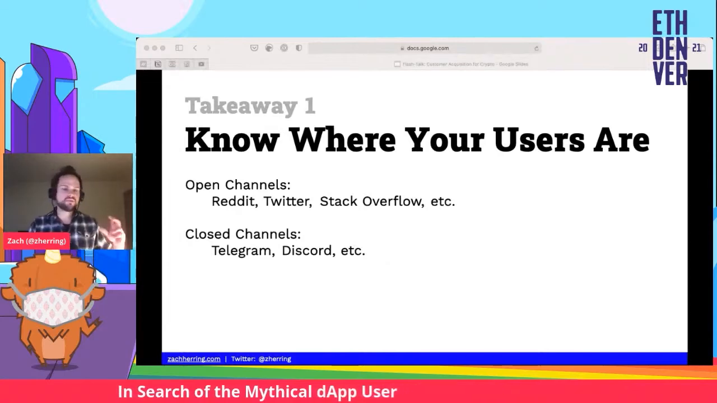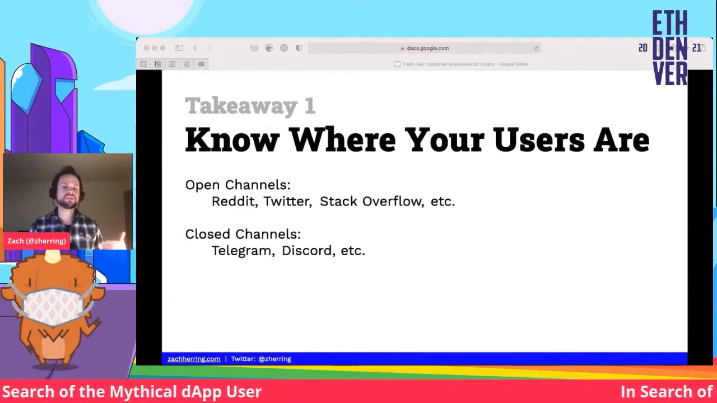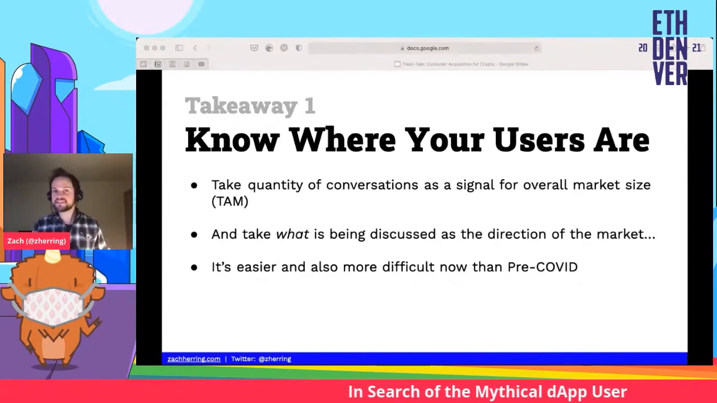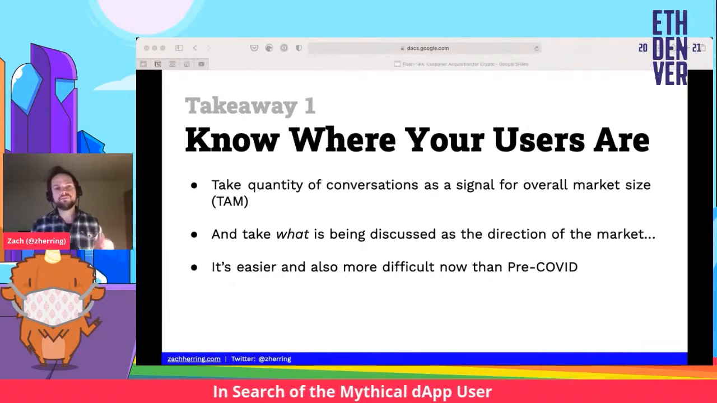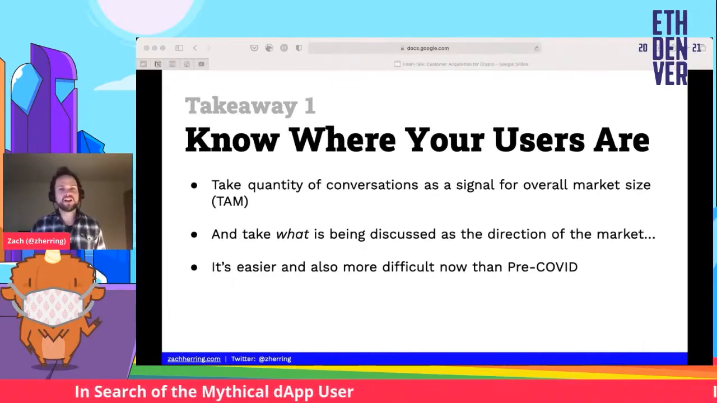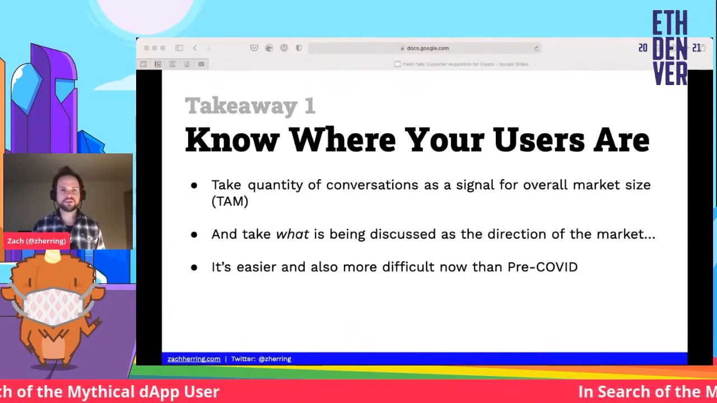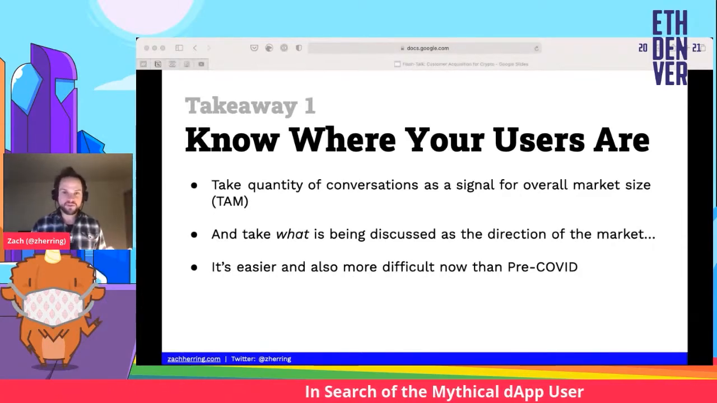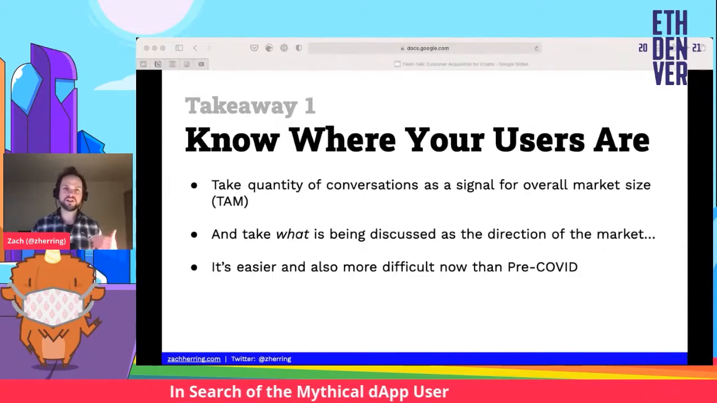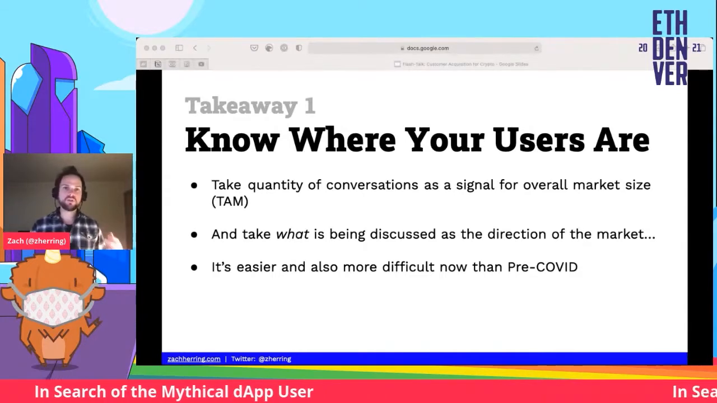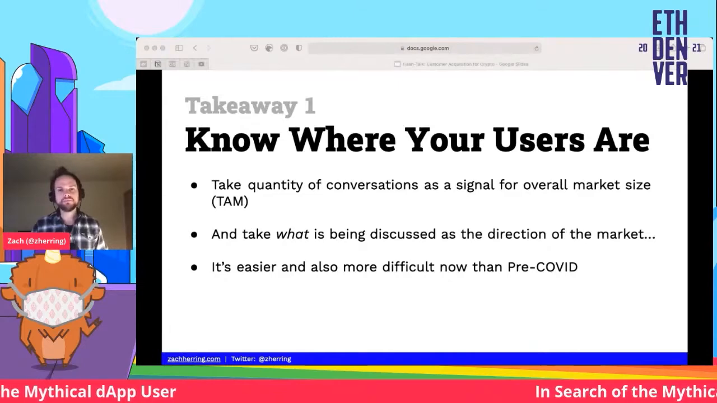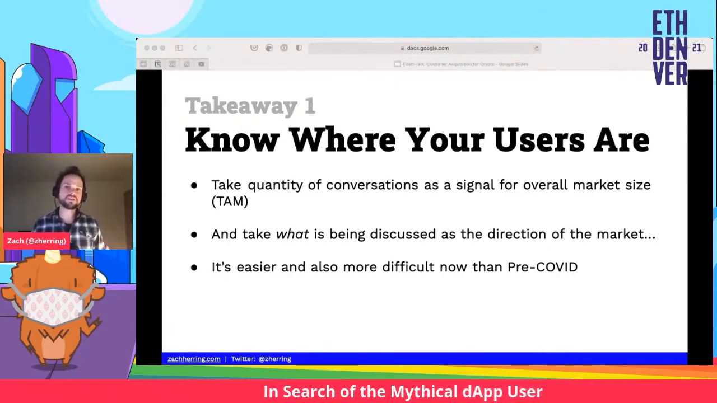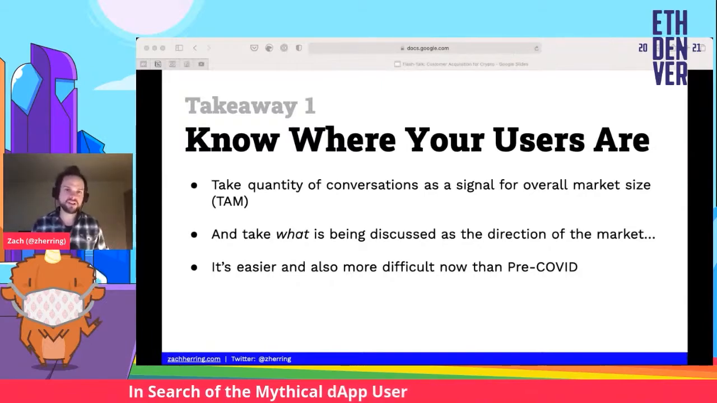Whenever we talk about finding users, why is it important to know where they are? Well, a couple of reasons. One, take quantity of conversations as a signal for overall market size. When I tell people to go find users and they say, I really can't find too many people talking about the problem that we want to solve, to me, that is a first signal that maybe the problem you want to solve isn't as broad or doesn't have a wide enough niche for your product to actually live in.